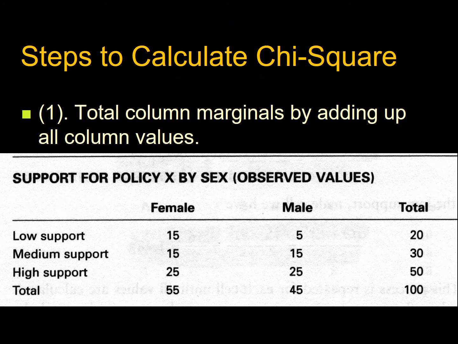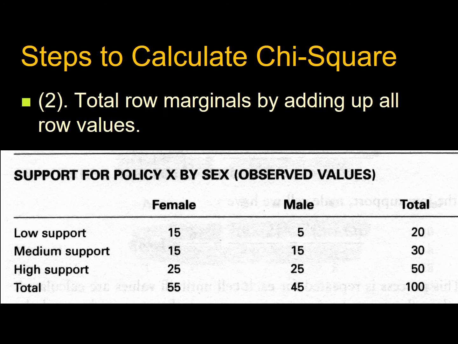So these are the steps to calculate the chi-square. Step 1, we total the column marginals by adding up all the column values. And you can see that's being done here. So we have low, medium, and high support as the dependent variable for a particular policy, and we've got female and male as the independent variables. So we have two categories. We've added 15 plus 15 plus 25 in the female column to equal 55, and 5 plus 15 plus 25 in the male column to equal 45. We totaled the column marginals.